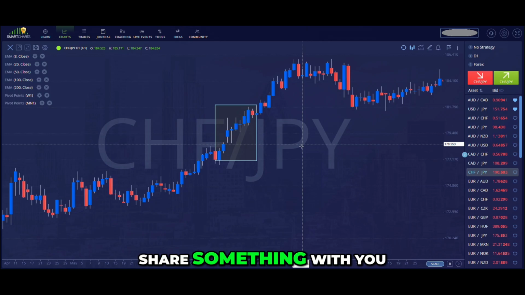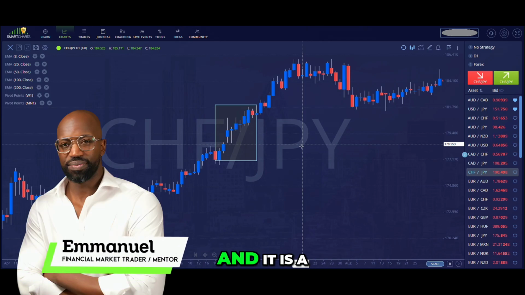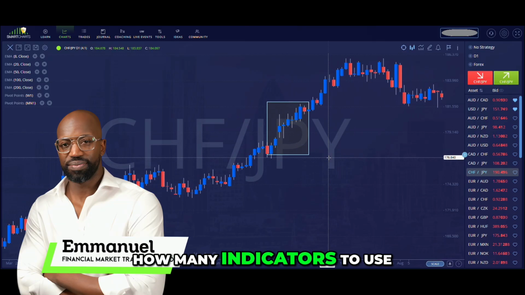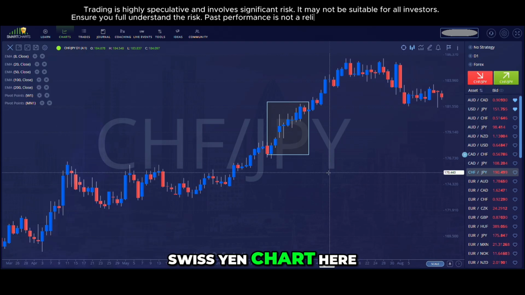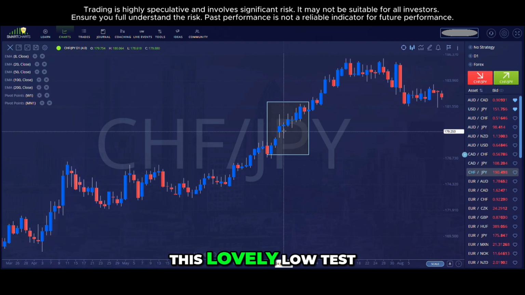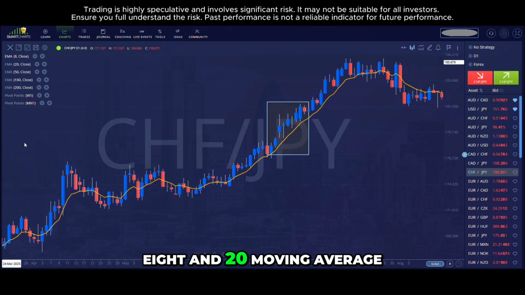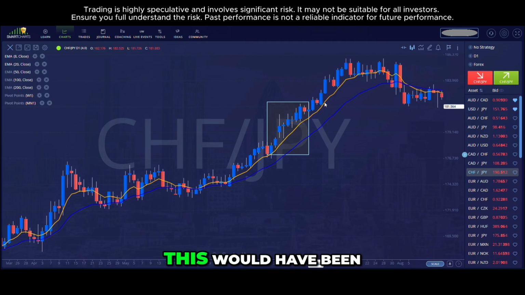I just thought I'd share something with you that has often come up in coaching and in boot camps, and it is a common problem for traders because they don't know how many indicators to use. So for example, if we take the Swiss yen chart here, you can all see this lovely low test bar here. If I just change it to markers, you'll see this low test bar, which for us comes up as a T wave. If I put on the 8 and 20 moving average, this would have been a valid setup.